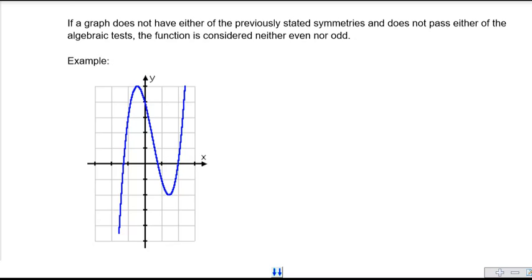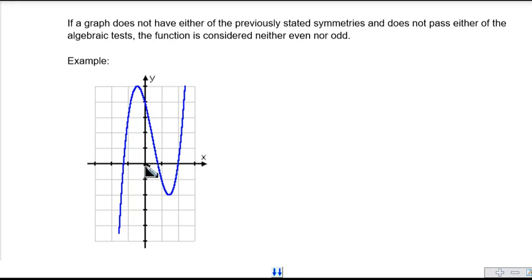Now in this last example, we're supposed to state whether or not this function is even, odd, or neither. First question I would ask myself is, can I fold it on the y-axis and everything on the right match up with everything on the left? And the answer is no.